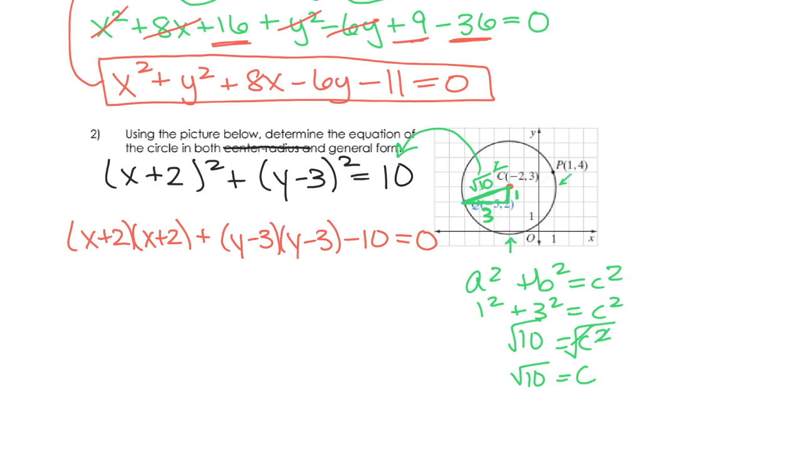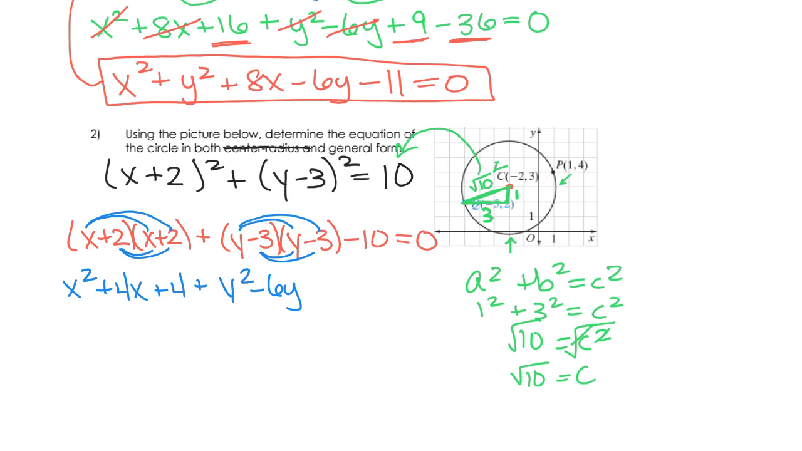Now I'm going to go ahead and put these together. So x times x is x squared. Outer is 2x, inner is 2x for a grand total of 4x. And last there is positive 4. Keep the plus sign. Do it again. Y times y is y squared. Outer gives me a minus 3y. Inner gives me a minus 3y for a grand total of minus 6y. And a negative 3 times a negative 3 is a positive 9. Keep the minus 10. Keep the equal 0.